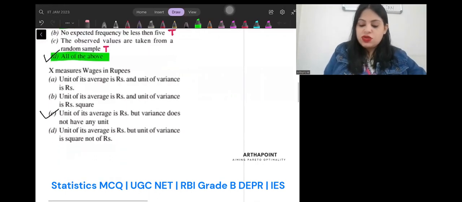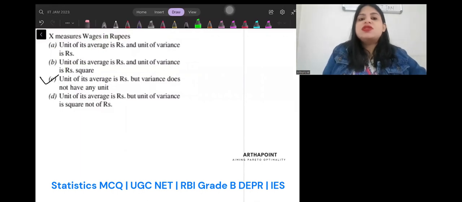Okay, come to the next question. X measures wages in rupees. Okay. Then unit of its average is rupees and unit of variance is rupees.